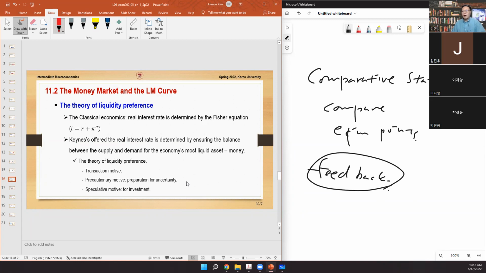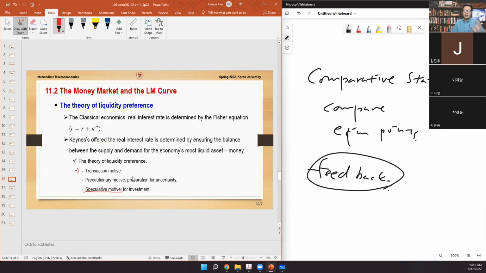In particular, first of all, if you check this theory of liquidity preference, the first motive is almost the same, just the transaction motive. But in particular, the last part is the speculative motive, which means they would like to hold their money for investment. Or in the middle, they would like to hold the money for the precautionary motive. That means they would like to counter uncertainty.